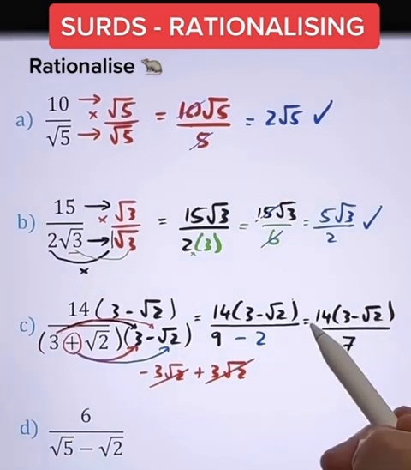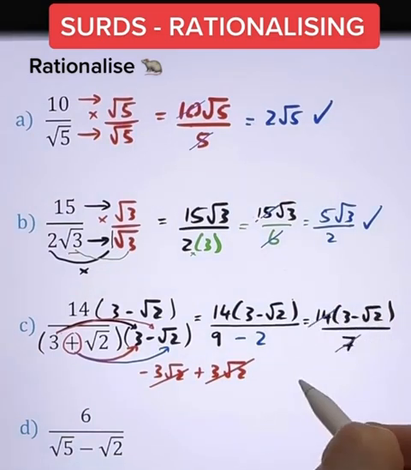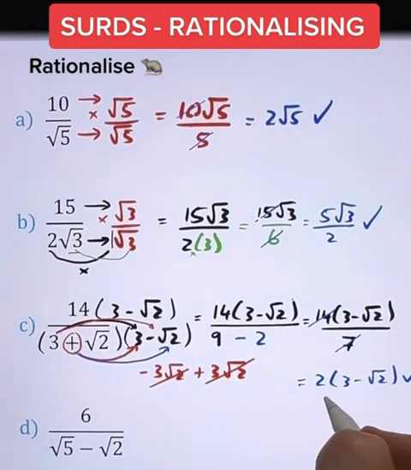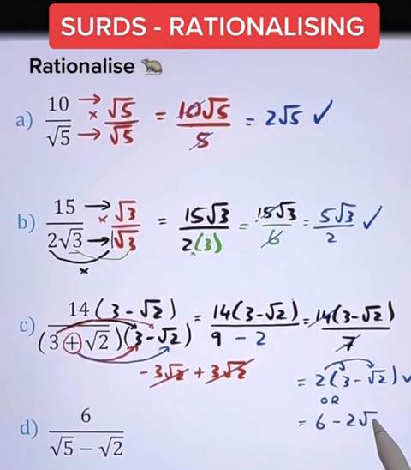Simplifying my fraction, I can see that 14 divided by 7 gives us 2. So I've got 2 lots and in single brackets 3 minus root 2 as my final answer. Or I could expand my single bracket. Whatever's outside, I multiply by each term directly inside. So 2 times 3 will give us 6. And 2 times negative root 2 will give us negative 2 root 2.